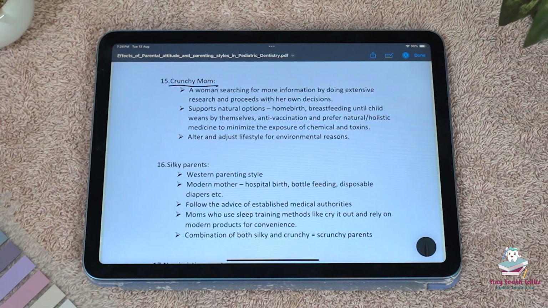Crunchy mom. A woman searching for more information by doing extensive research and proceeding with her own decision. Basically, the crunchy mom searches every detail and then takes the decision. Supports natural options like home birth, breastfeeding until the child weans by themselves, anti-vaccination, and prefers natural or holistic medicine to minimize the exposure to chemical toxins. Alters and adjusts lifestyle for environmental reasons.